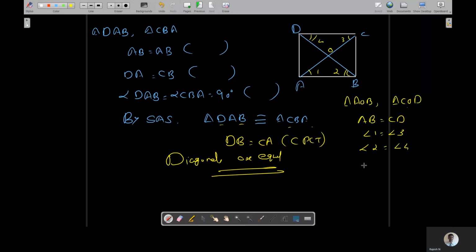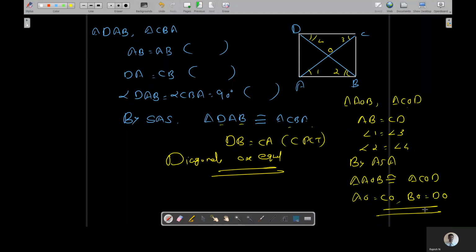Therefore, by SAS congruence rule, triangle AOB congruent to triangle COD. Therefore, what you can say? AO is equal to CO and BO is equal to DO. So AO is equal to CO, BO is equal to DO. It is proved. What is next? It is a right angle, bisect at a 90 degree.